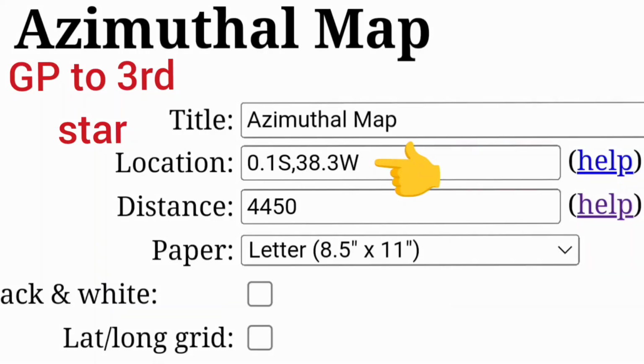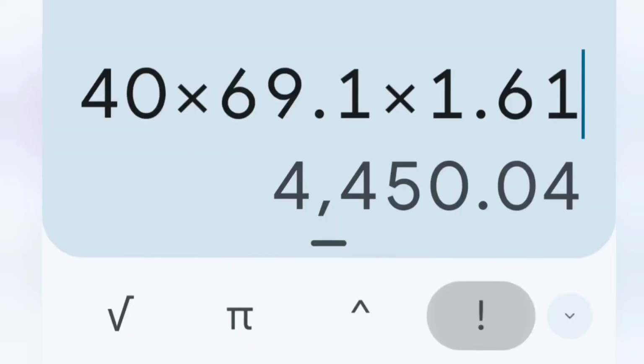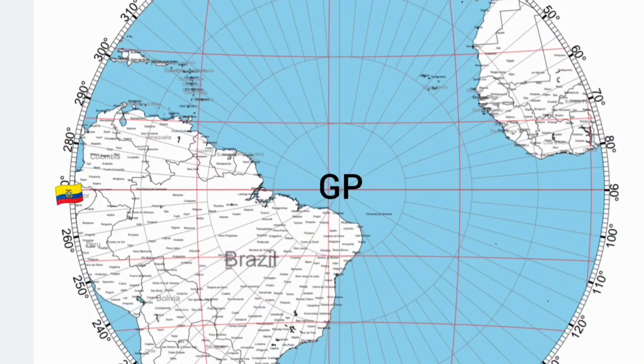Okay, this is the GP to the third star, and it is 0.1 degrees south latitude and 38.3 degrees west longitude. So we generate our map with said coordinates and a 4,450 kilometer circle of equal altitude and see what we get. So I'm going to make a wild, reckless prediction that it falls right on Quito, Ecuador. So let's zoom it on in and show everybody ain't no funny business going on here.